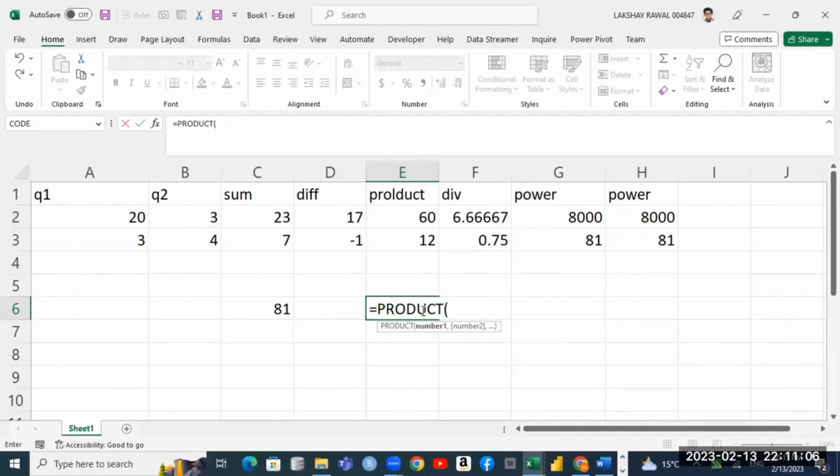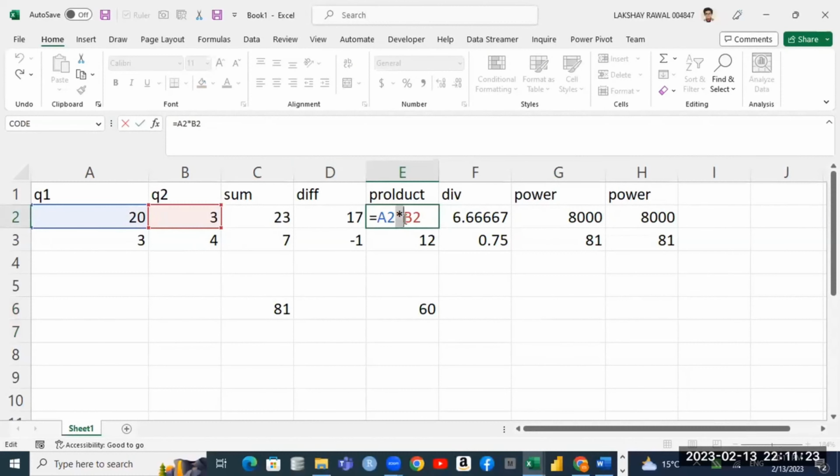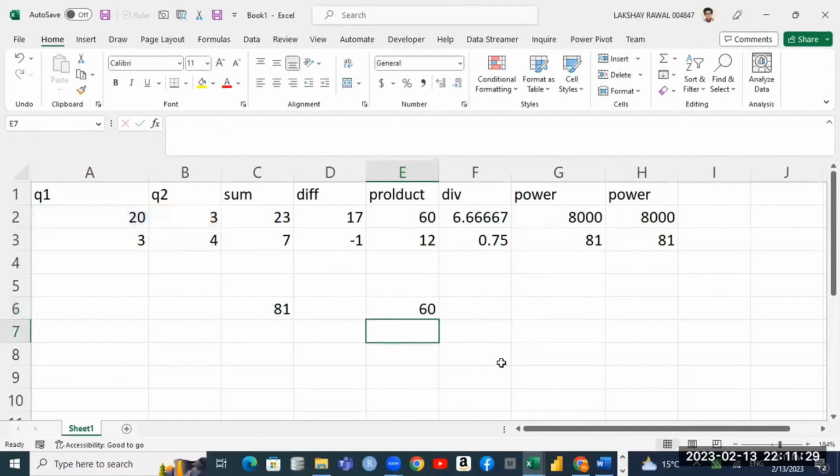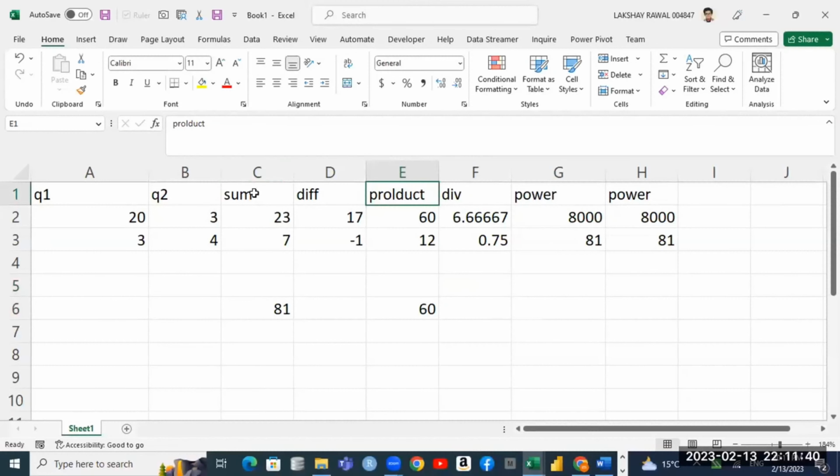Now for product, you have the option: you multiply this, product this, comma, this. Either you use the asterisk sign or you use the product formula. But for division also, look here, any formula like DIV? No. So you have the formula for product and for sum, but no formula for difference and division. And power I told you. Okay?